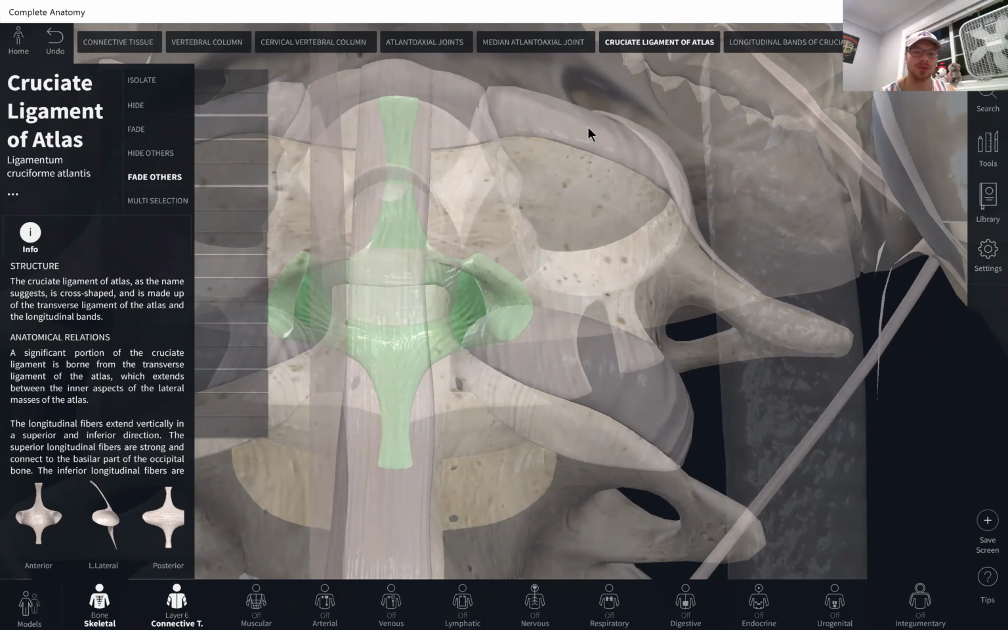Okay, so this ghostly structure here, which does take a lot of digging to find, but this ligament is the cruciate ligament of the atlas. And so where I am now is I'm actually deep to the mouth. So I'm within the mandible right now, and I'm looking at C2 below and C1 above. And so this cruciate ligament is going to have two distinct parts.